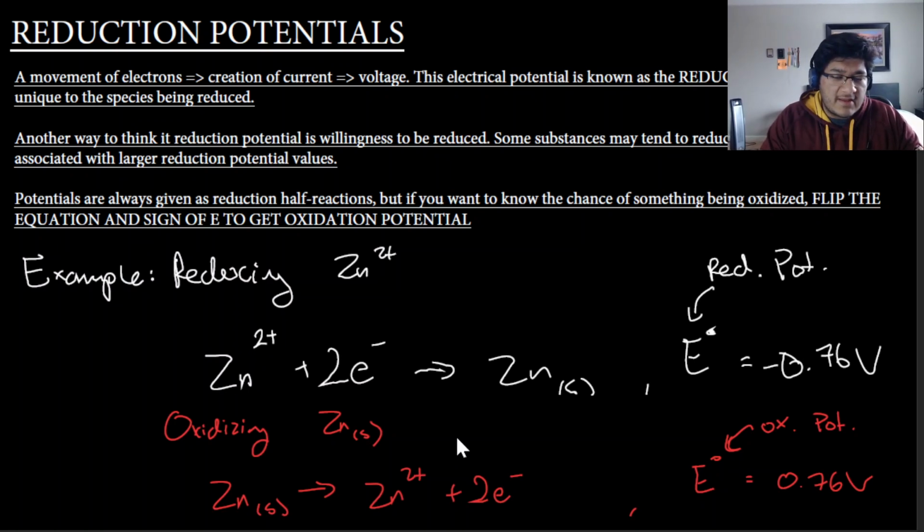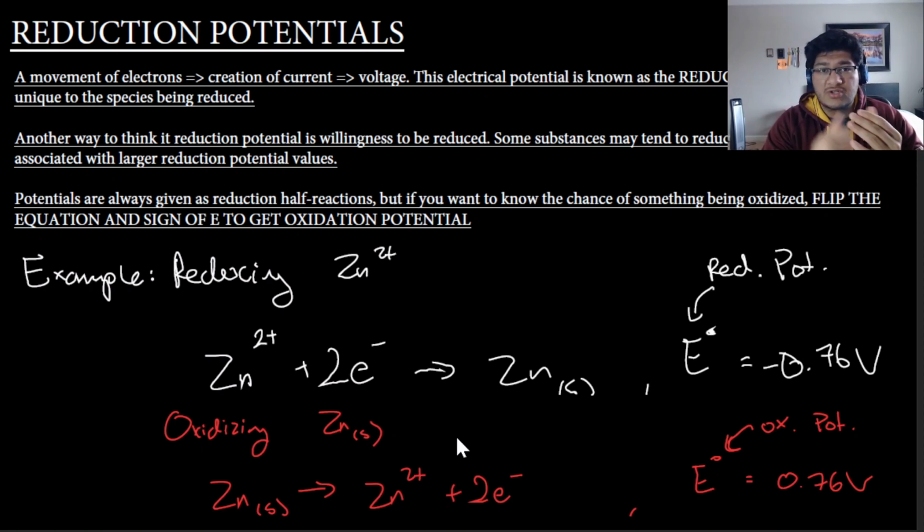So essentially what it says is a movement of electrons creates a current, which also induces a voltage. So this electric potential or voltage that's created is known as the reduction potential, and it's unique to every species that is being reduced. Once again, reduction means there is a gain of electrons. So another way to think of reduction potential is like willingness to be reduced.